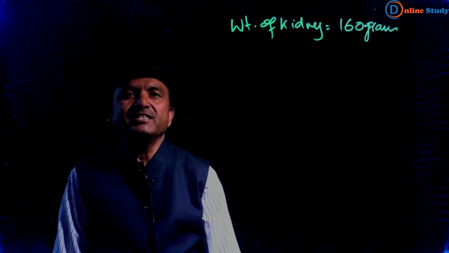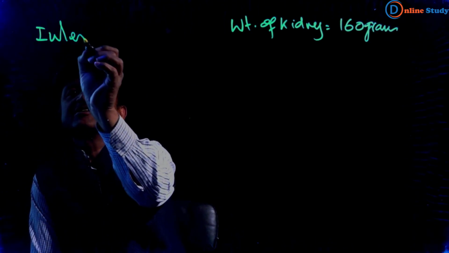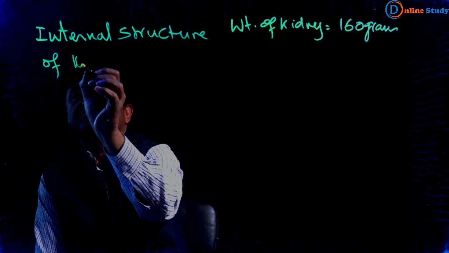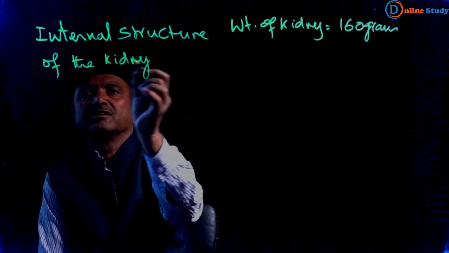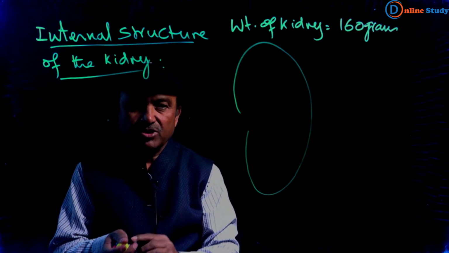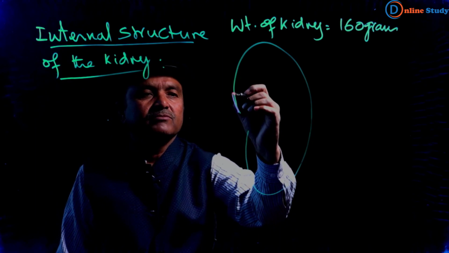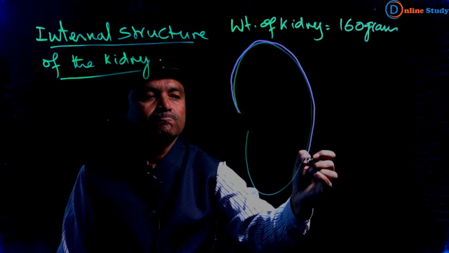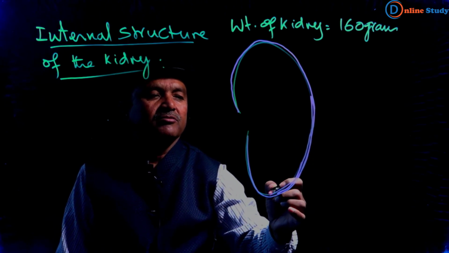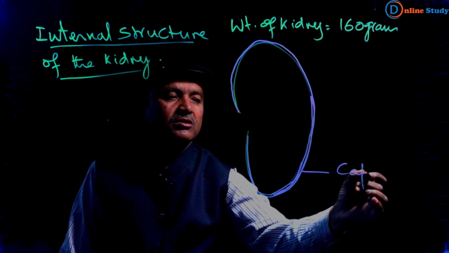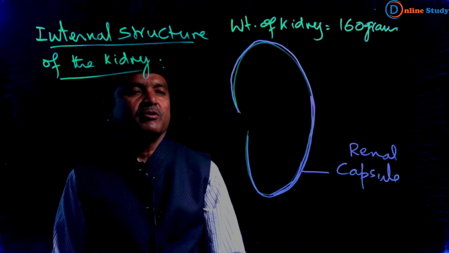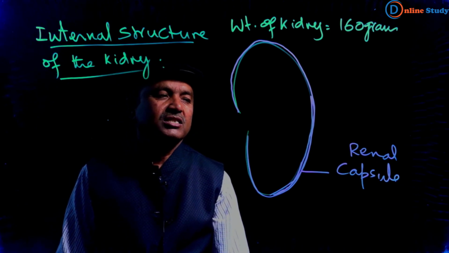Now let us discuss the internal structure of the kidney. So this is the bean-shaped kidney. The kidney is covered by a protective covering, and this structure is known as the capsule, or renal capsule.